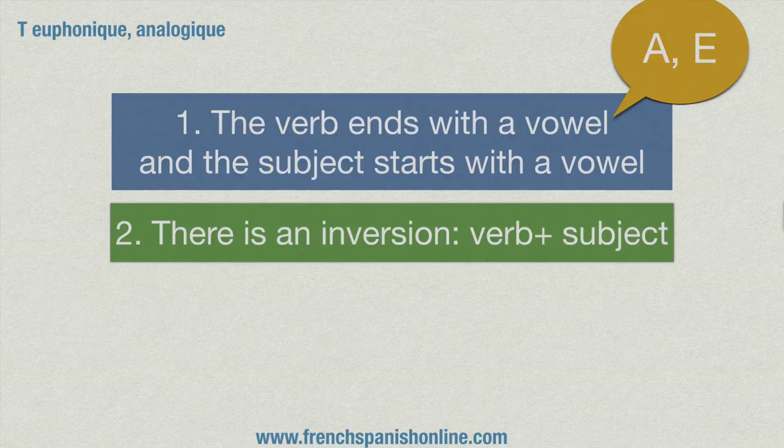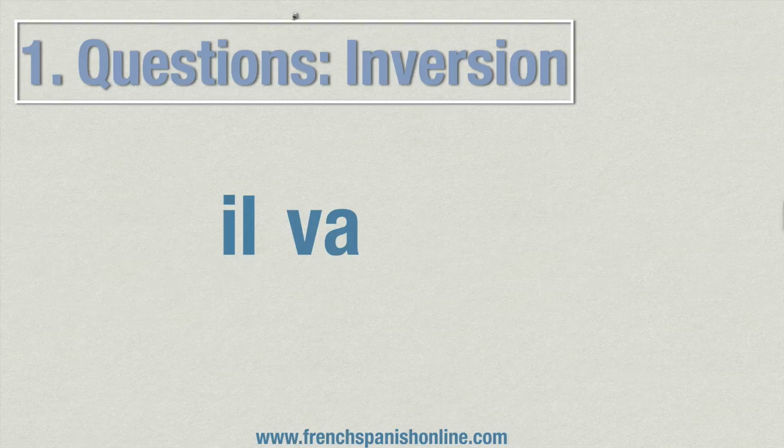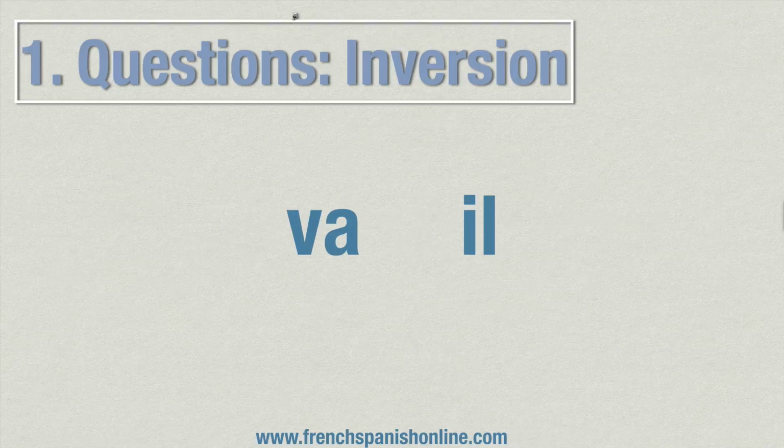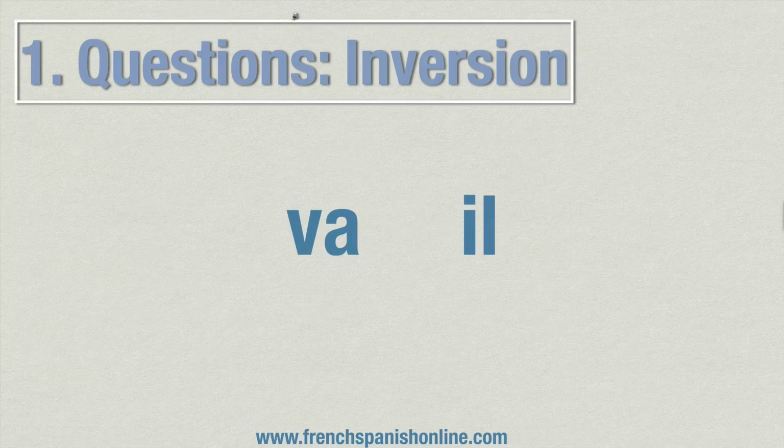So let's see now some cases where we have this inversion with verb and subject in French. Well, you certainly know that we have inversion questions in French. If you want to say, for example, il va, he goes or he is going, and make a question with that, if it's an inversion, you need to put the subject after the verb. But in French, it's not very nice to hear va-il. And actually, nobody speaks like that. So, for this reason, and because we have the letter A here at the end of the verb, and a vowel here, starting our subject, you can add the T euphonique with the two hyphens. So we've got va-t-il, and it's a question, va-t-il, better than va-il.